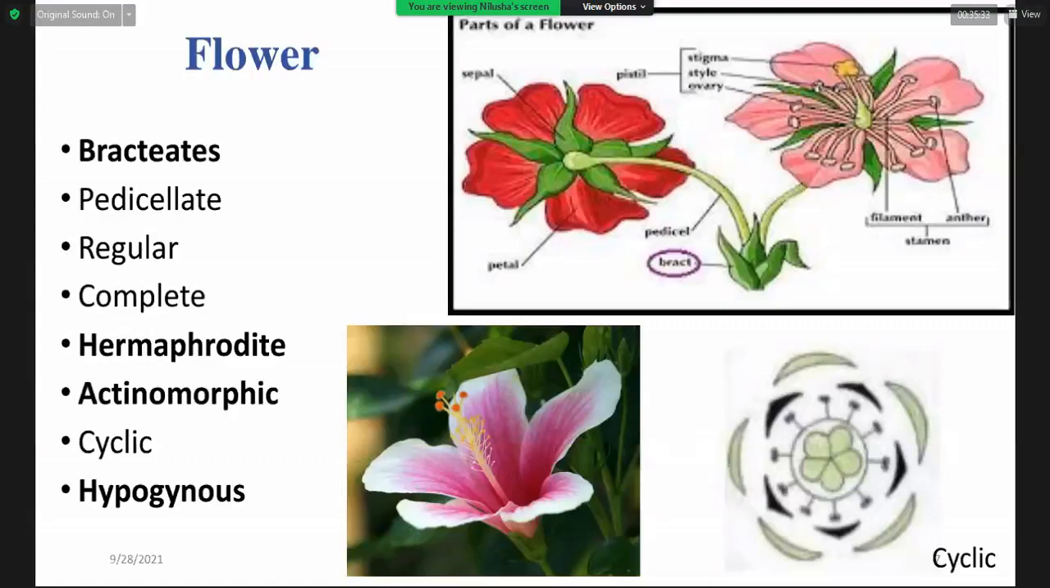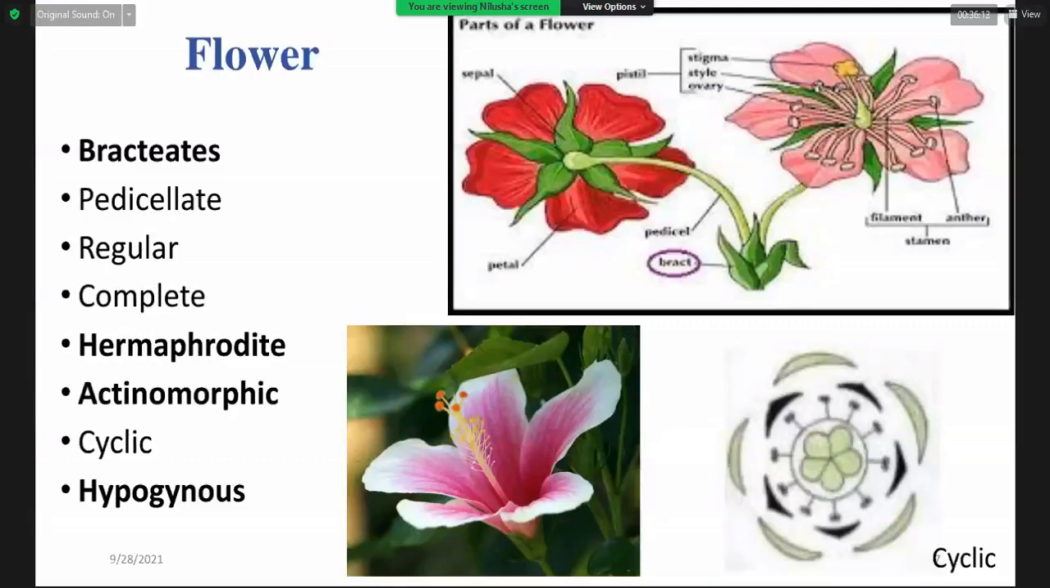And next character is the complete. Complete means the flower has all the parts like calyx, corolla, stamen, pistil, so we call this flower a complete flower. Next character is the hermaphrodite. What is hermaphrodite? It has both male and female reproductive parts in the same flower, yeah. Both female and male parts are found in the same flower, so we call it a hermaphrodite flower.